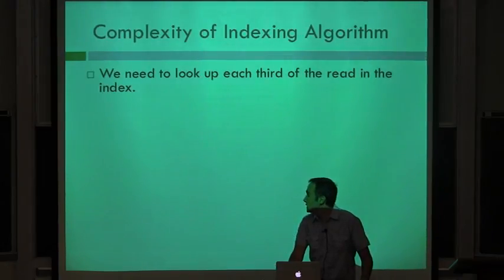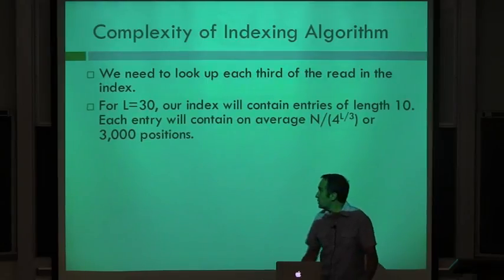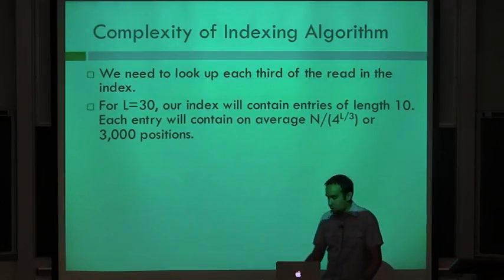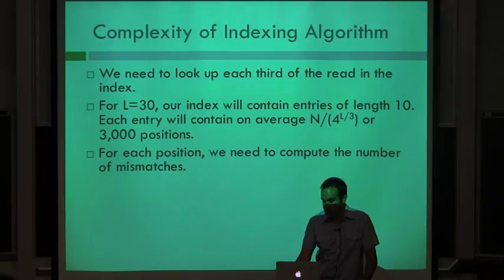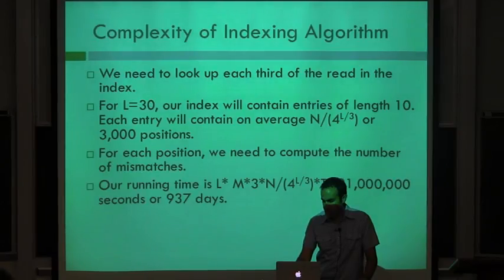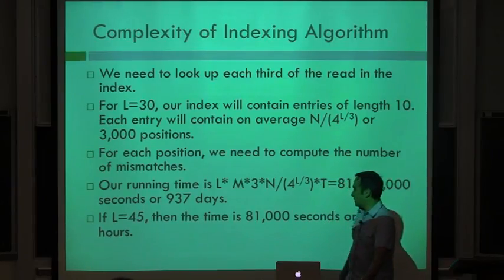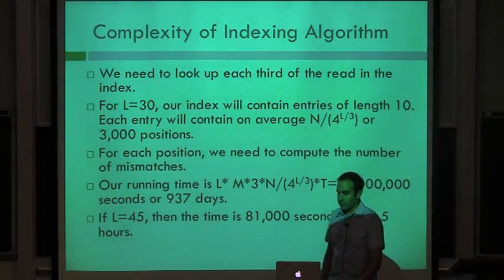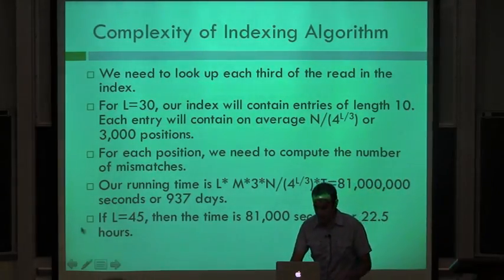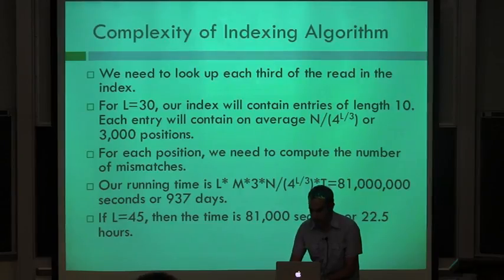So basically, the complexity of this algorithm is going to be like this. We need to look up each third in the index, and there are only going to be 3,000 positions, and for each position, we compute the value. So this algorithm will take about 927 days. So it's about 3 years. So it's a lot of progress. But with other tricks, like for example, if you look for longer reads, it could be brought down to 1 day. There are many other problems, and I'm going to skip ahead because we don't have time.